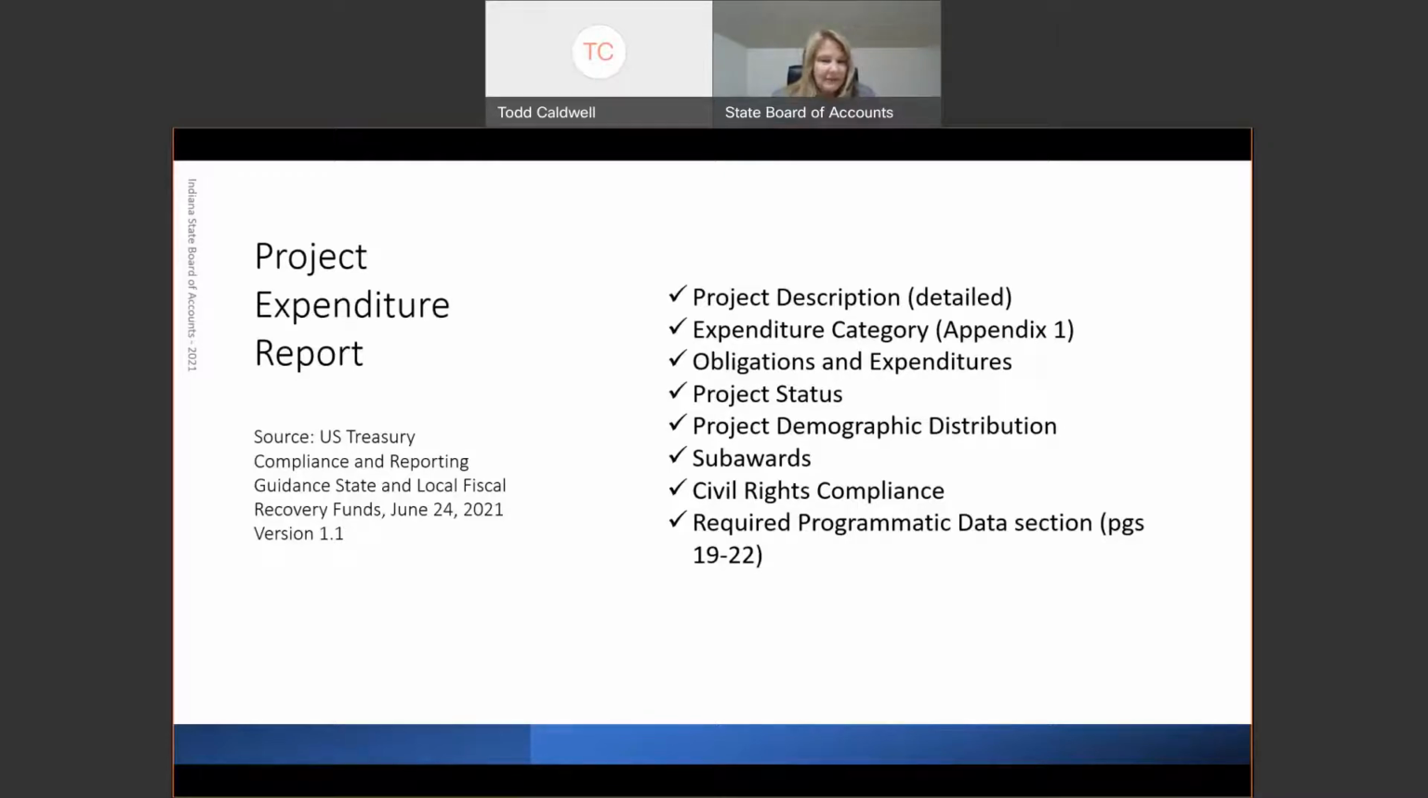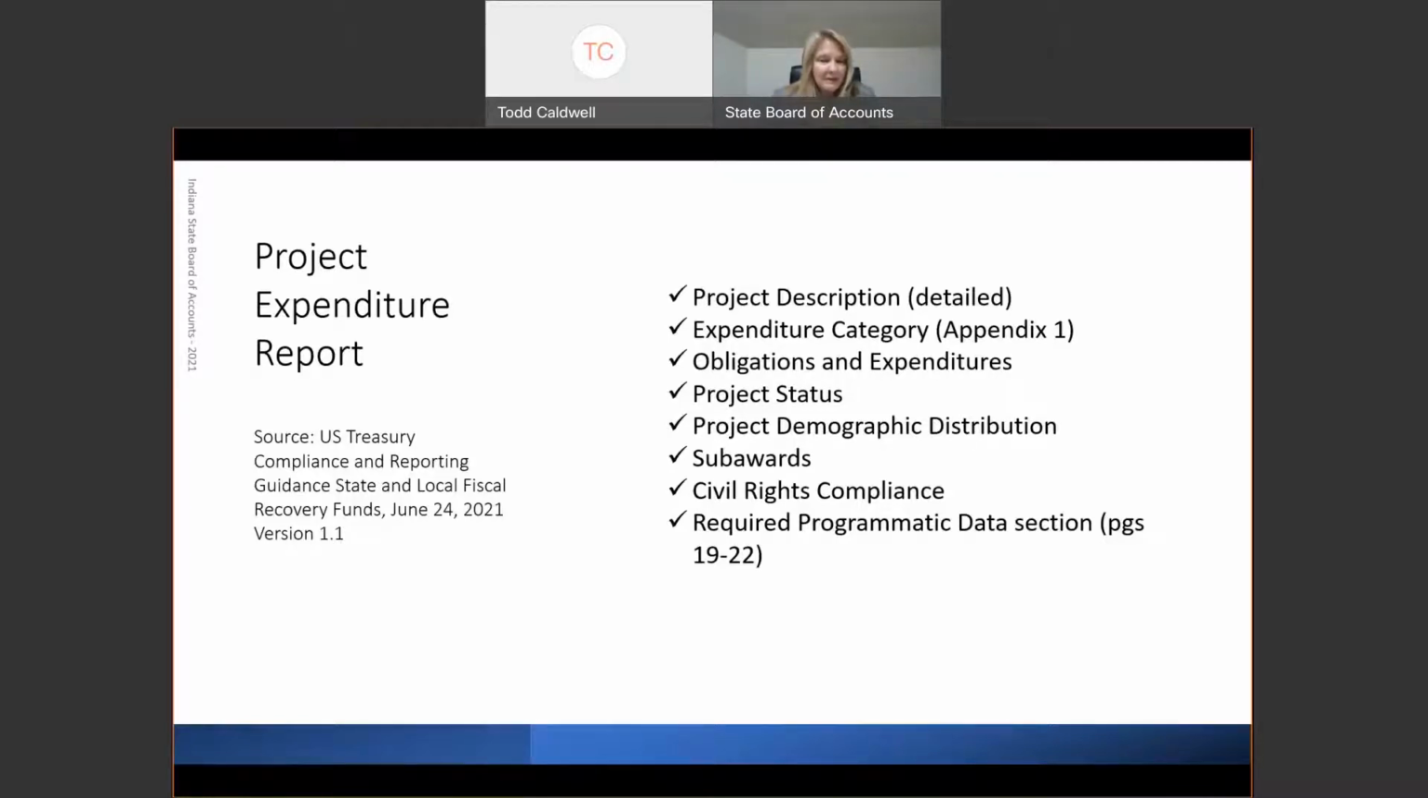Maybe it's setting up a vaccination area. Maybe it's providing premium pay to essential workers. Another project might be to increase broadband capacity. Those would all be different projects that you might undertake as a part of the ARP funding. So they're going to ask you to define each one of those projects. And then you're going to need to align the expenses that you've incurred for these projects in the appropriate expense category in the appendix. For example, a major expense category might be public health, and that would be category 1.